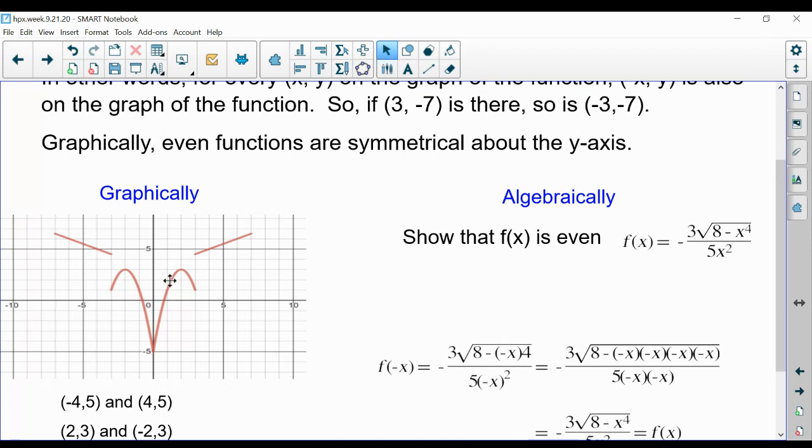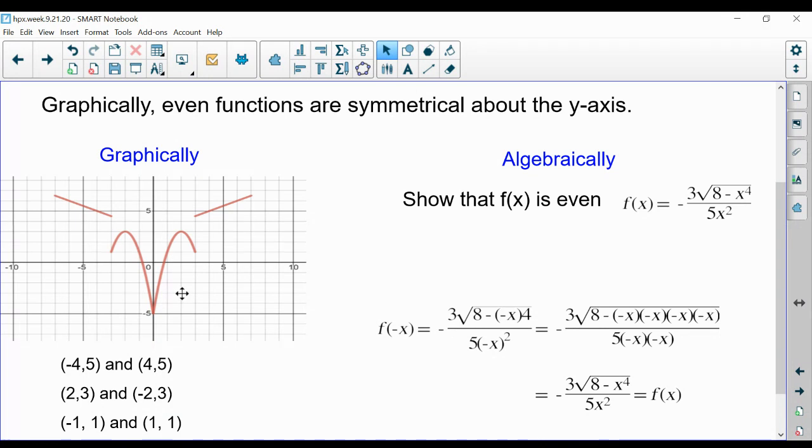So here's a real funky looking function, but it is even. I picked out four ordered pairs to show you. (-4, 5) is right here. And if I change the x value, -4, to +4, the result is still 5. So (-4, 5) and (4, 5). (2, 3) is right here. If I replace the x value 2 with -2, I get the same result, +3. (-2, 3). And same thing with (-1, 1). But if I change the x value to +1, the result is still 1.